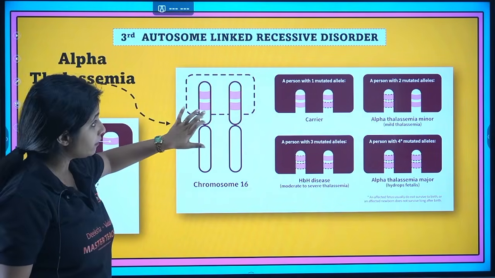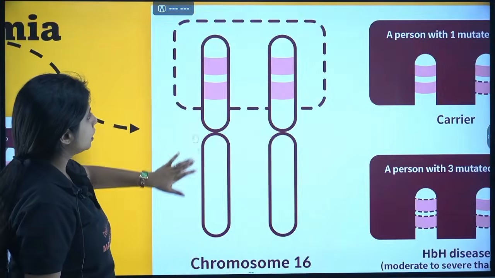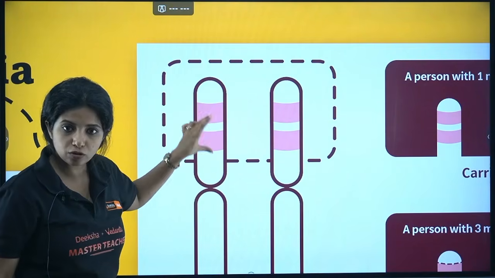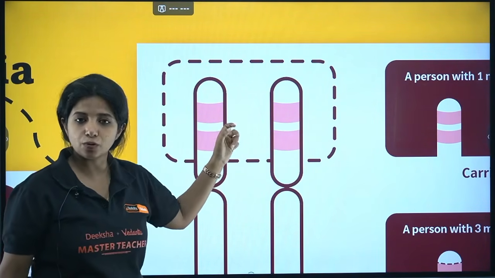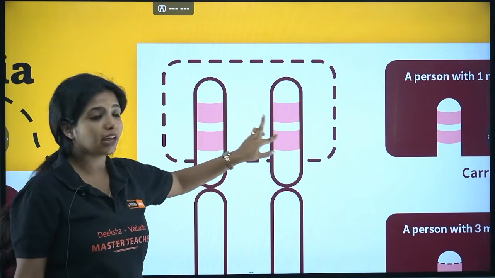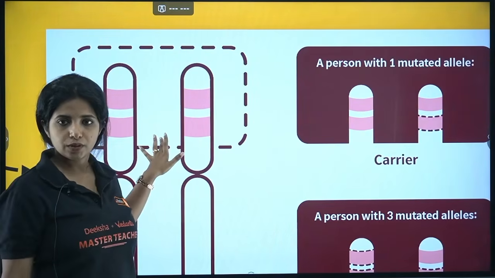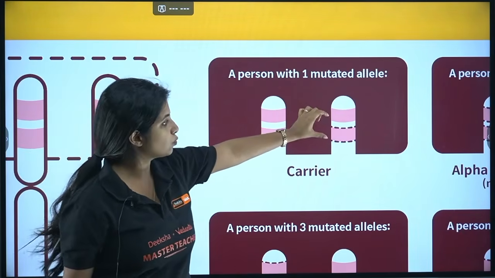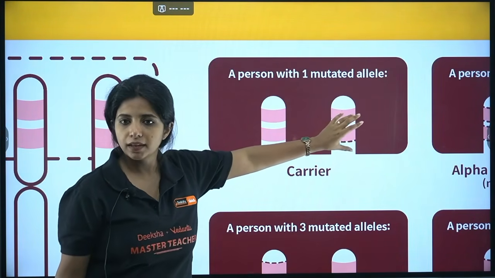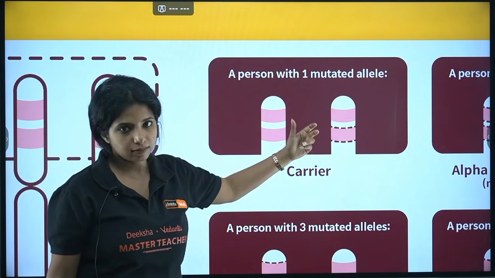So, for the alpha globin gene, my dear children, you have two genes. That means 4 alleles in total: one gene having 2 alleles, another gene having 2 alleles. Suppose one of them is getting mutated. That will be a problem.